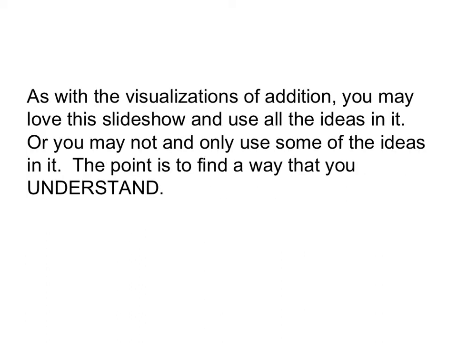As with visualizations of addition, you may love this slideshow and use all the ideas in it, or you may only want to use some of the ideas in it or some of the models in it. The point is to find a way that you understand. Not just a model or a process that you can work through, but one that you really understand what's going on.